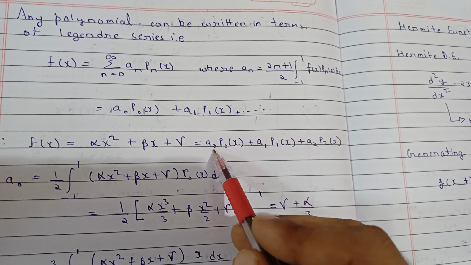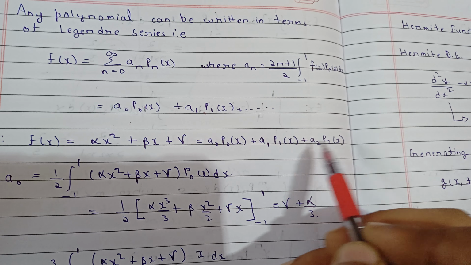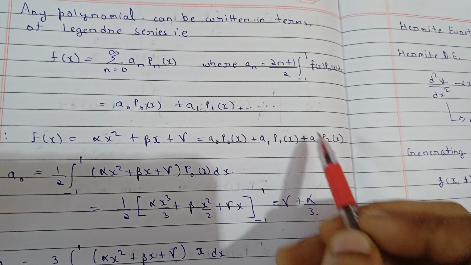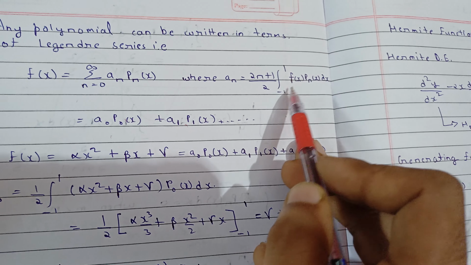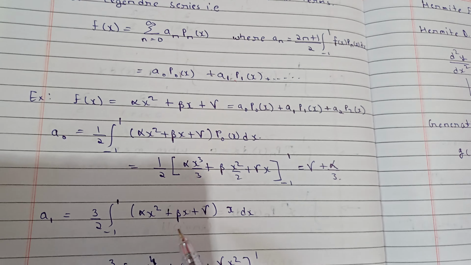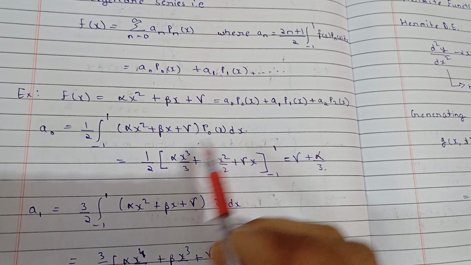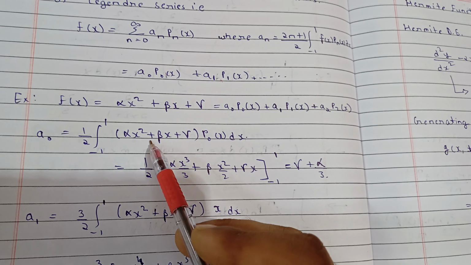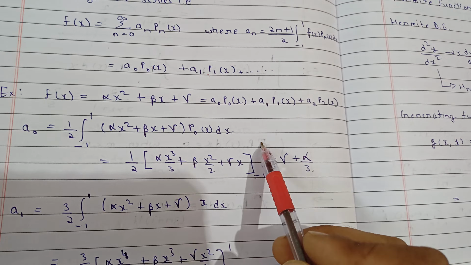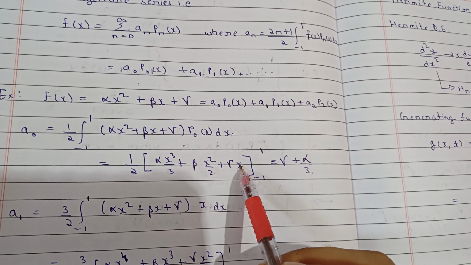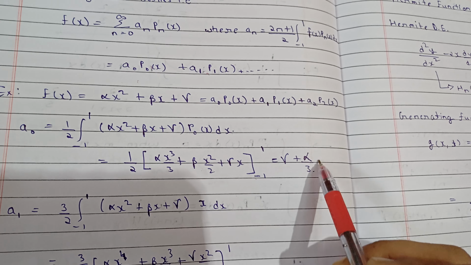Now you need to find these a0, a1, a2, because you know P0, P1, P2, but you don't know these a0, a1, a2. So you will use this formula. For a0 you will put n equal to 0. It will be 1 upon 2 times the integral of P0(x) f(x) dx. Now P0(x) is 1. So integrate this. It will be x cube by 3 here, x square by 2 here, and x here. So after putting the limits, this will become 0, and only these two terms will remain, and this will give you gamma plus alpha by 3.